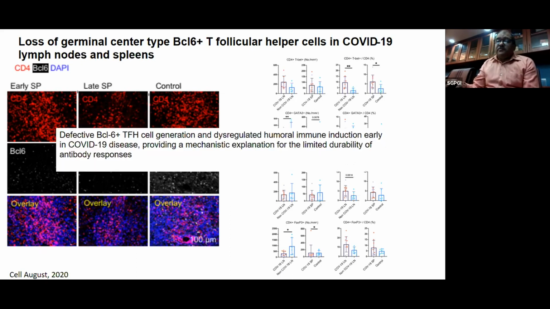So the conclusion is that defective BCL6 explains the mechanistic part of the limited durability of the antibody responses in patients with severe COVID-19.